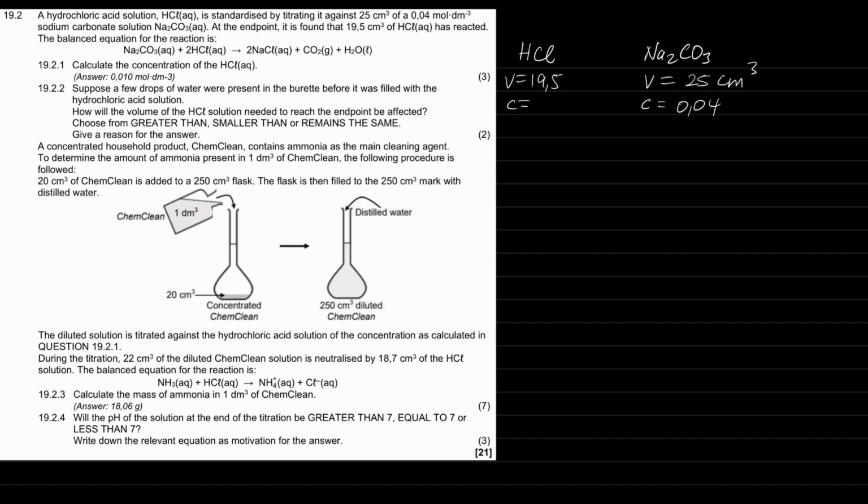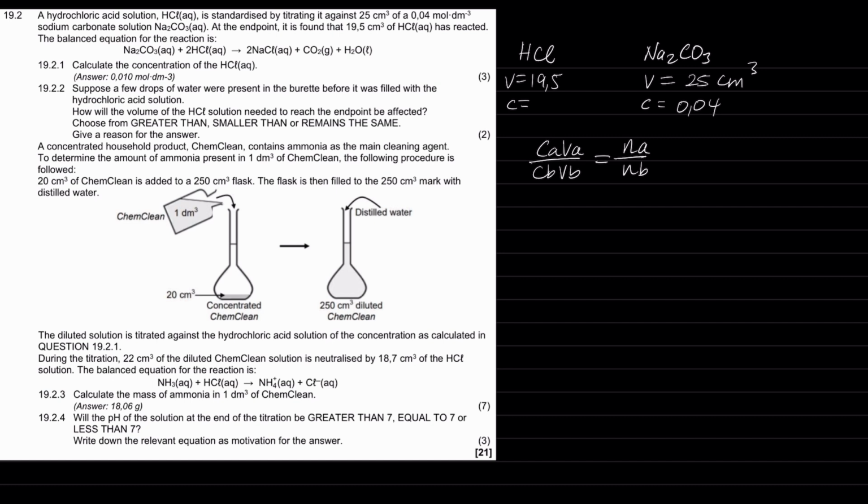Now, since this is a titration, I can use the titration formula that reaches endpoint. The formula is CAVA divided by CBVB is equal to NA over NB. CA is concentration of acid, CB is concentration of base, NA is number of moles of acid, NB is number of moles of base. The benefit of using this equation is that we don't have to actually calculate the number of moles, we just need to use the mole ratio from the reaction.